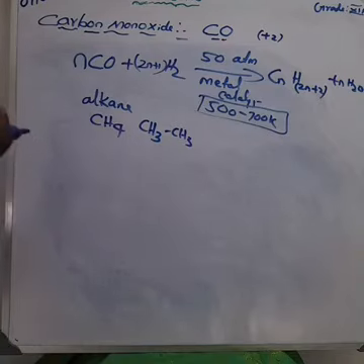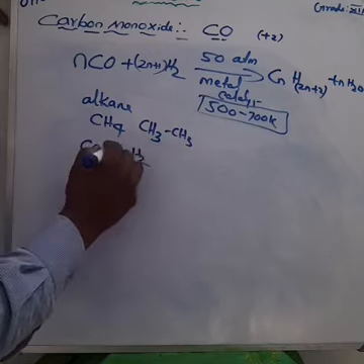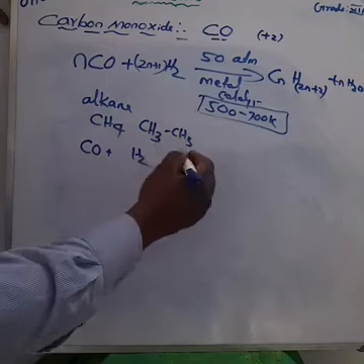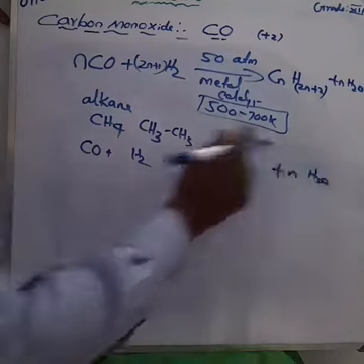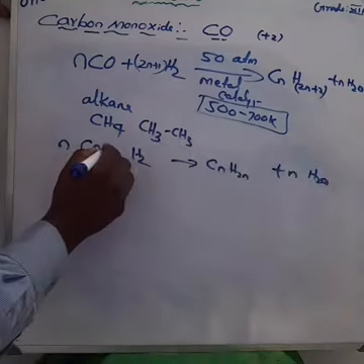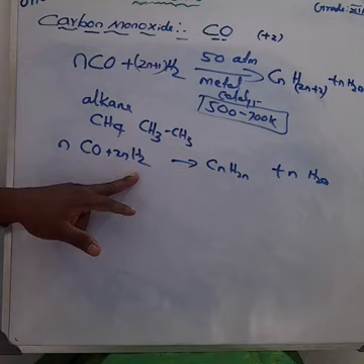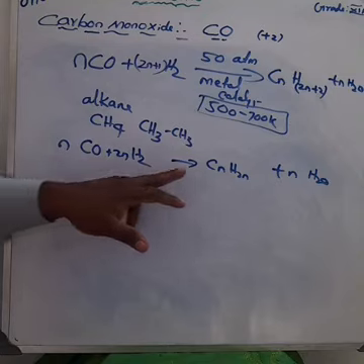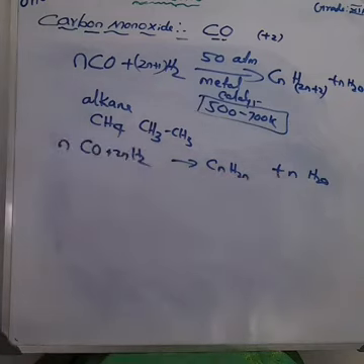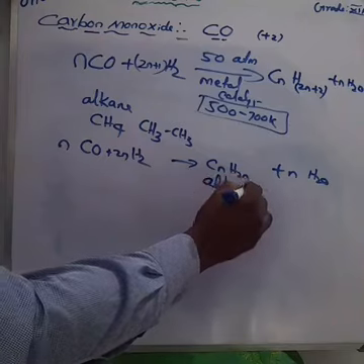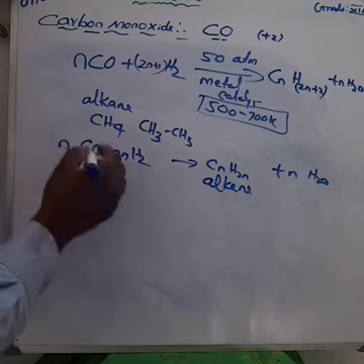Next, carbon monoxide reacts with hydrogen. We get CnH2n plus n molecules of water. Here also the same equation applies. We take n molecules of carbon monoxide and 2n molecules of hydrogen. We get CnH2n plus nH2O. What is CnH2n? Alkene formula.